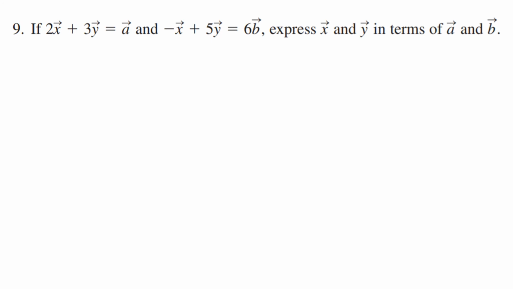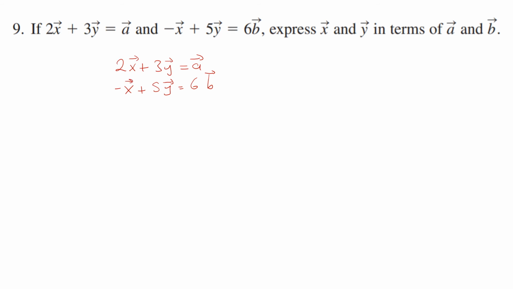Now, because this contains two different variables, I need to eliminate one of them. So what I can do is write down 2x plus 3y equaling a, and then write negative x right underneath, plus 5y equaling 6b. And these are all vectors. And I just need to cancel one of them.